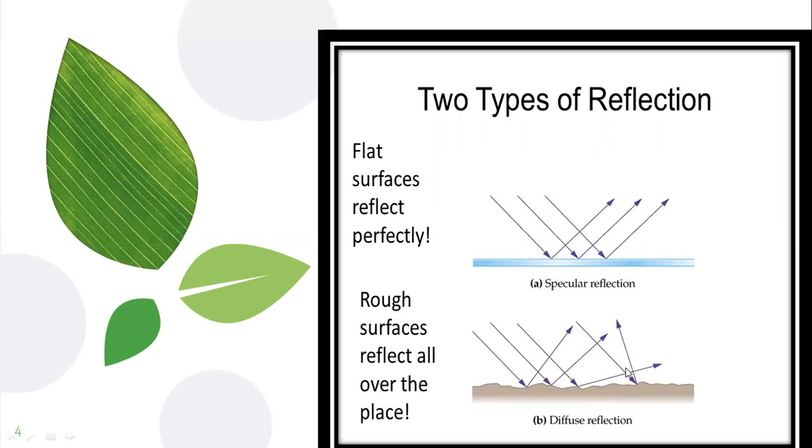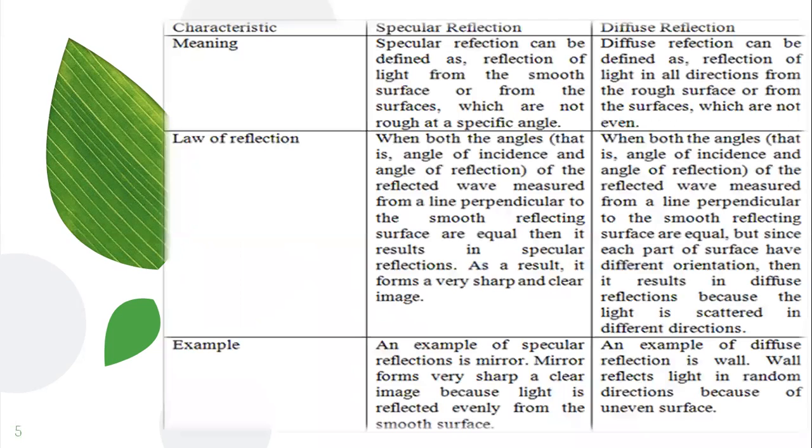But in this other case, you can see the surface is rough, the rays reflect in many directions with many angles, and this is diffuse reflection. They diverge the rays of light in different directions. Here is a short description of specular reflection and diffuse reflection. Specular reflection can be defined as the reflection of light from a smooth surface, or a surface which is not rough, at a specific angle, as I have told you.